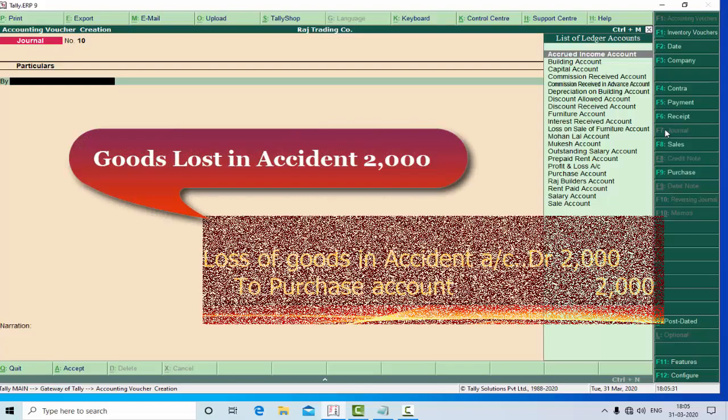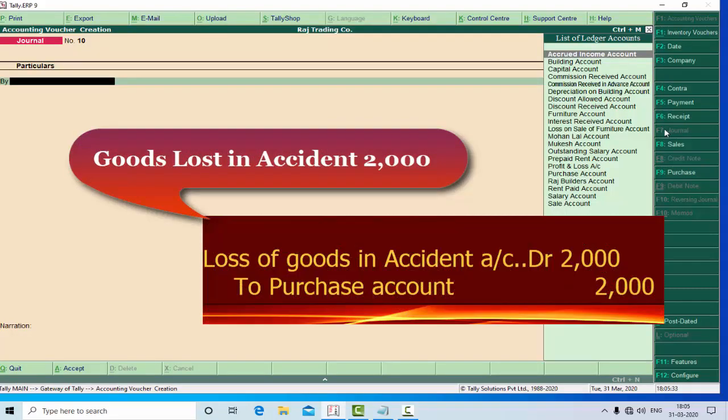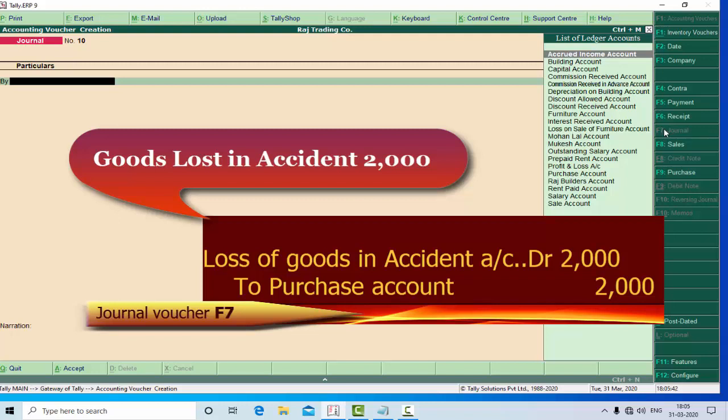So there may be a possibility of loss of goods in the business. So the entry will be when there is a loss of goods in the business. If the goods are lost by accident, then debit loss of goods by accident and credit the purchase account, and that entry will be recorded in the journal voucher.